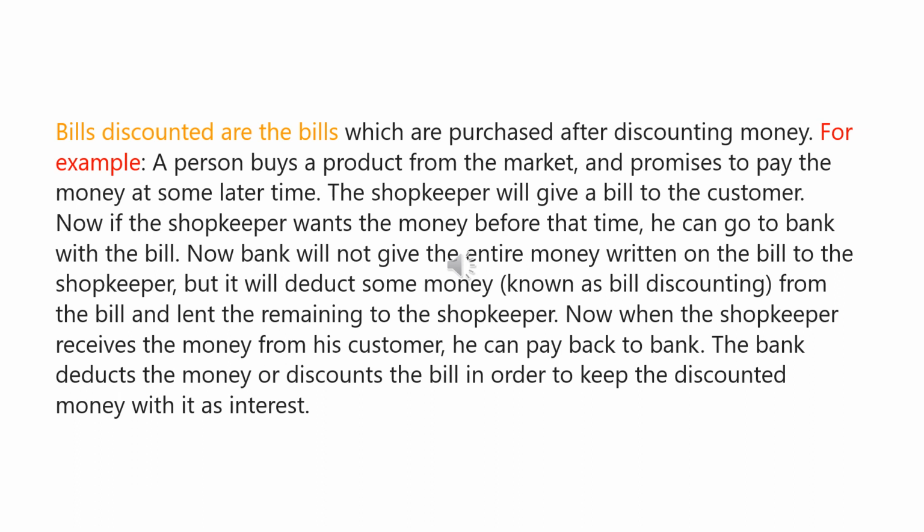Now, when the shopkeeper receives the money from his customer, he can pay back to the bank. The bank deducts the money or discounts the bill in order to keep the discounted money with it as interest. So supposing it is a 100 rupees bill, they may give 80 rupees. The balance 20 rupees which is retained as discount, that will be after receiving 100 rupees, towards that the interest portion of it will be appropriated and the balance will be credited to the party's account.